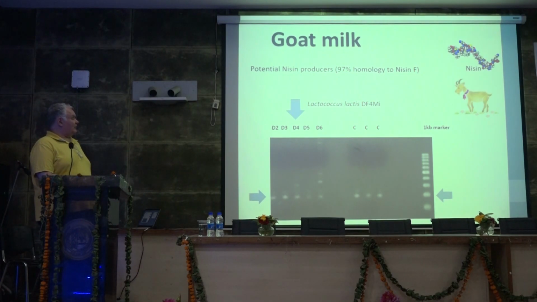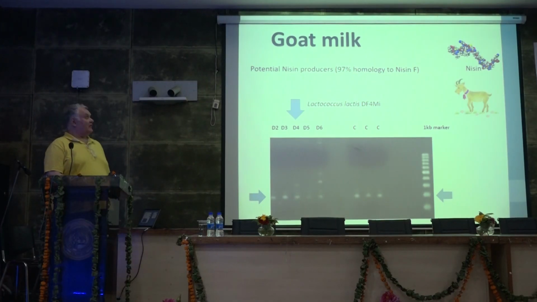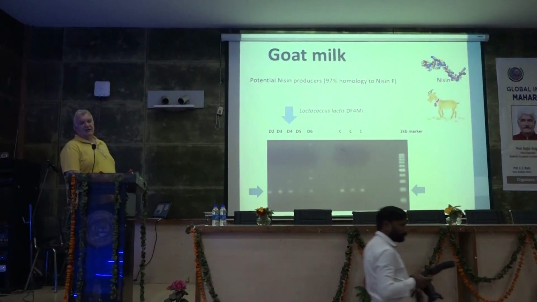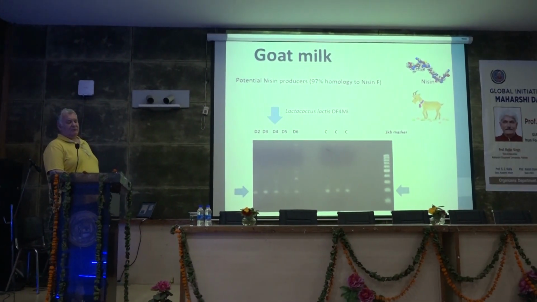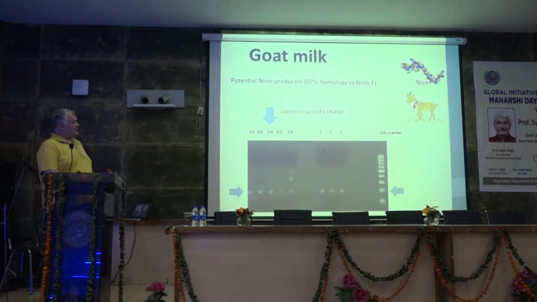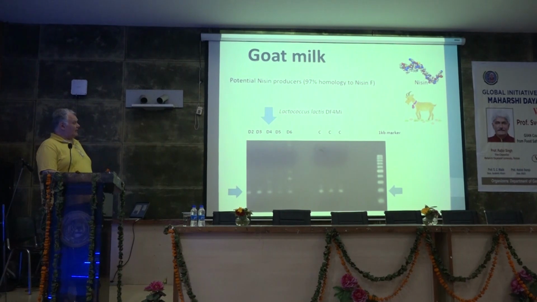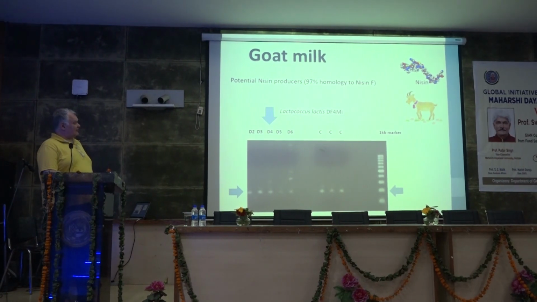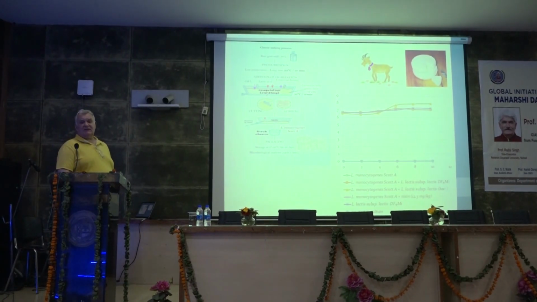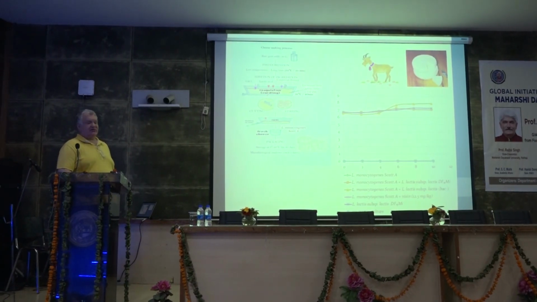Interestingly, most of them were producing nisin, showing 97% homology to nisin. And interestingly, when we translated from DNA to protein level, there were even some mutations, some modification of some amino acids, 1 or 2 amino acids different from nisin F. And we wanted to see how we can use this strain to make a cheese, and if we can use it as a biopreservative for cheese production.